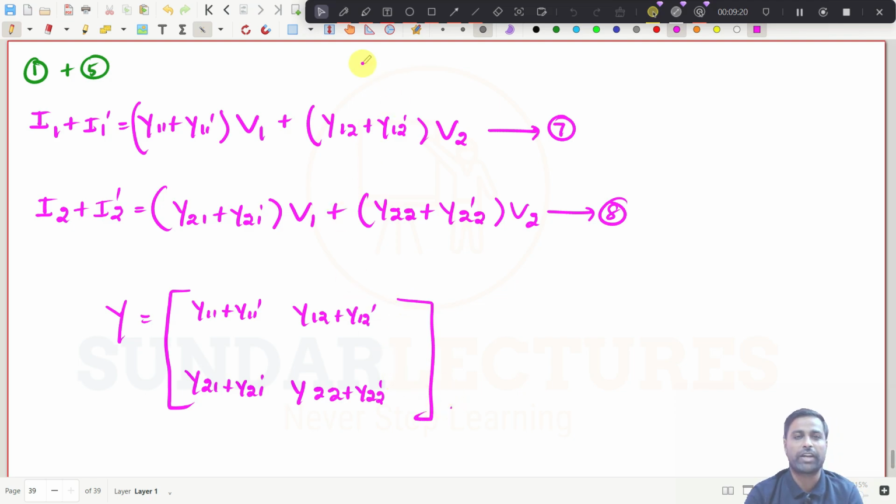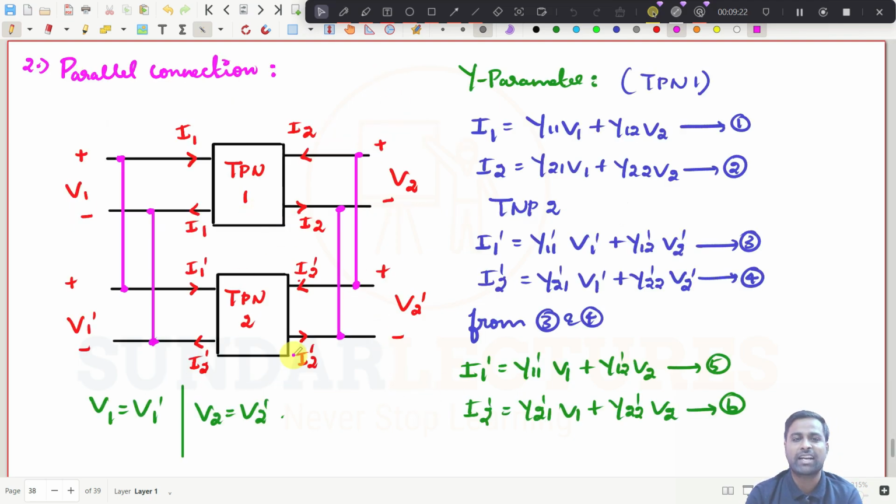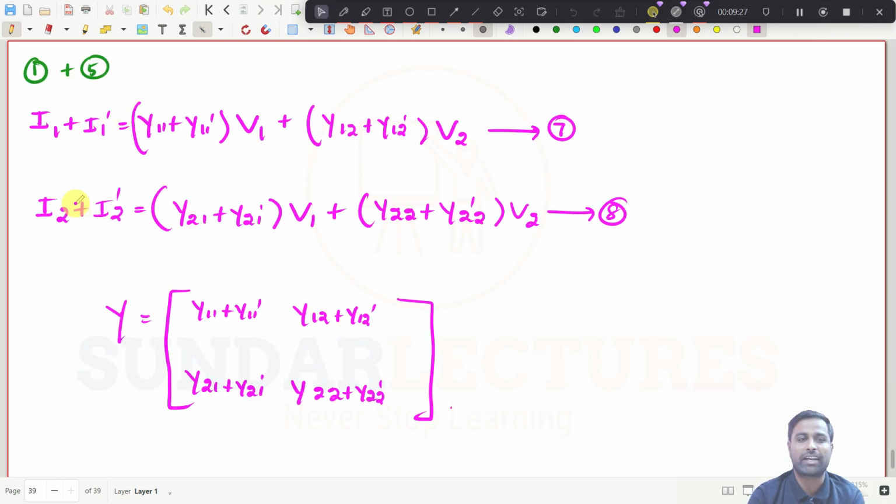If two-port networks are connected in parallel, then what you do? You just add these two currents and put it down here, and the Y parameters will be added here. And if you know the Y parameter, you can go for the Z parameter, right? In the previous one, if you know the Z parameter, you can get the Y parameter. That will be very easy, right? We have seen those kinds of things many times. Then we will go for cascaded connections now.